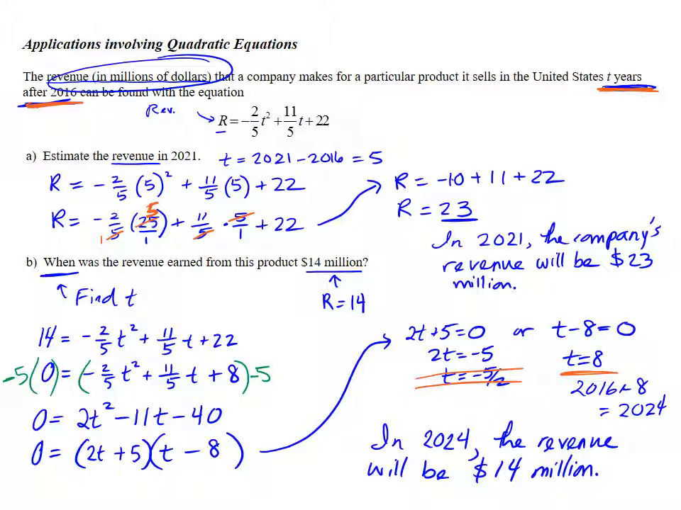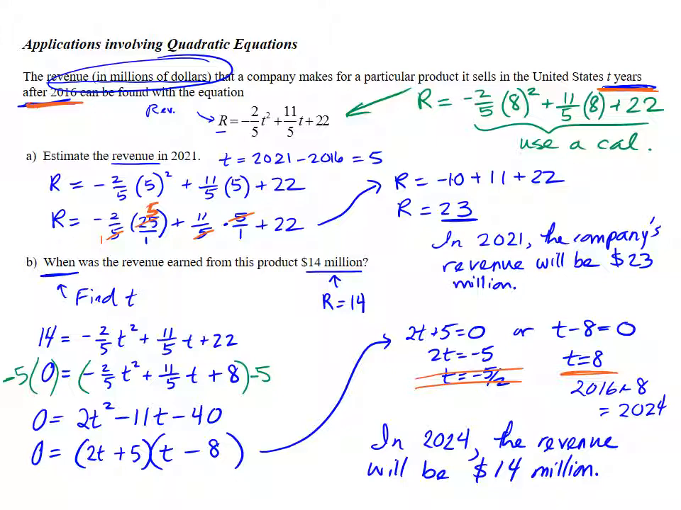Now, if you wanted to check your answer on this, you could certainly go ahead and put the 8 back into the original equation. So r equals negative 2/5 times 8 squared plus 11/5 times 8 plus 22. And just use a calculator. Again, this is an application. Throw that into a calculator. It'll take you less than 30 seconds, and you can confirm that revenue of 14 million.